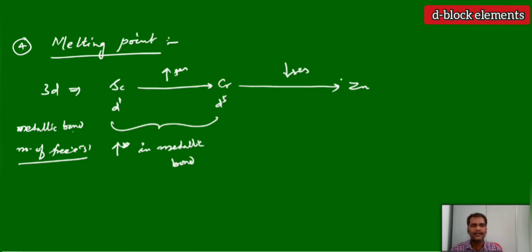Then after chromium to zinc, there is a small exception with manganese here. From chromium to manganese the melting point decreases, but again from manganese to iron the melting point increases, and again from iron to zinc it will decrease. In between we can see manganese. This is due to some abnormal structural behavior of manganese. It is not a perfectly defined structure. That is why, even though manganese has more unpaired electrons, with the configuration 3d5 4s2, 5 unpaired electrons, it has a lower melting point compared to iron. That is due to the undefined structure.